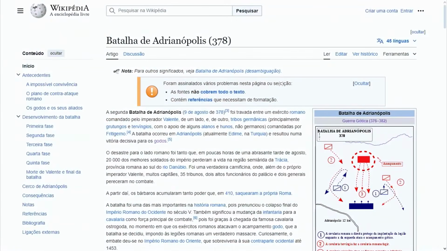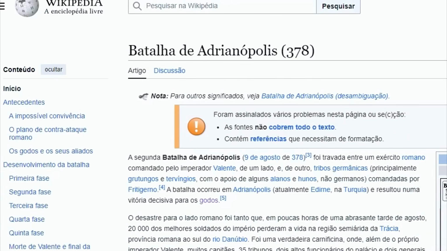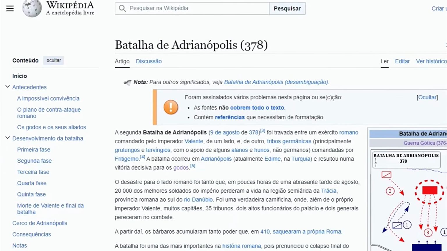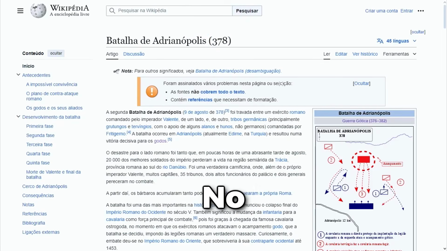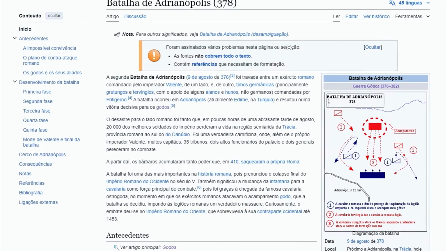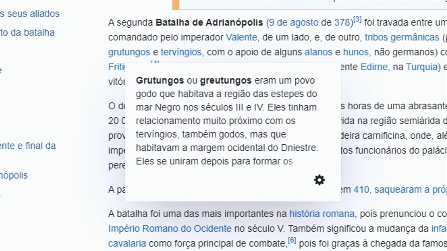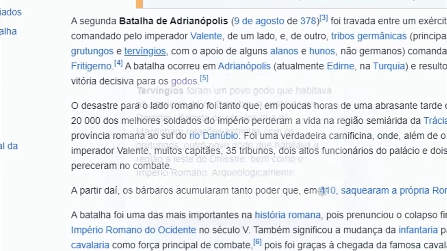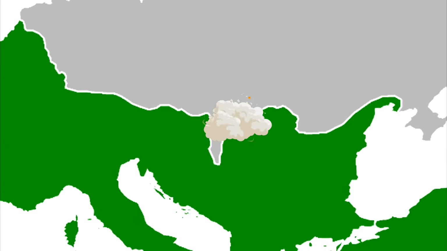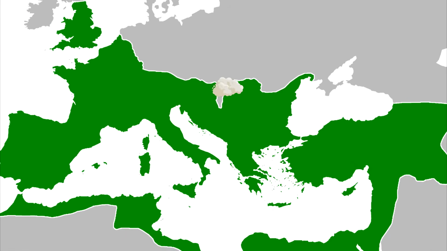Look, I have this page about the Battle of Adrianople open. This battle here was just one of the battles responsible for the fall of the Roman Empire. For example, this one happened in the year 378, and the Roman Empire only actually fell in the year 500. If you look at the tribes, the Greuthungi, for example, lived by the Black Sea. These Tervingi here, they lived on the plains of the Danube River. There wasn't one decisive battle that let the barbarians win, but several across Roman territory that gradually weakened the Romans.